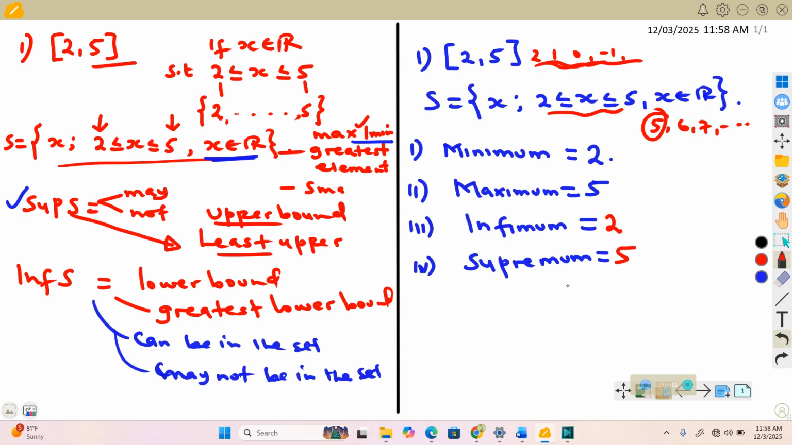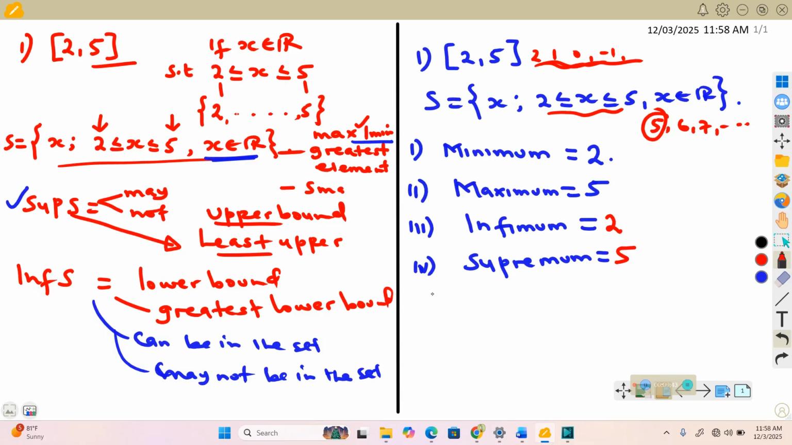So basically, that is part 1, which is 2 and 5. I hope it is very easy to find the minimum, maximum, infimum, and supremum. As we said, the most important thing about the minimum and maximum is that those values must be inside the set. But the infimum and supremum are not required to be; they may or may not be part of the set.